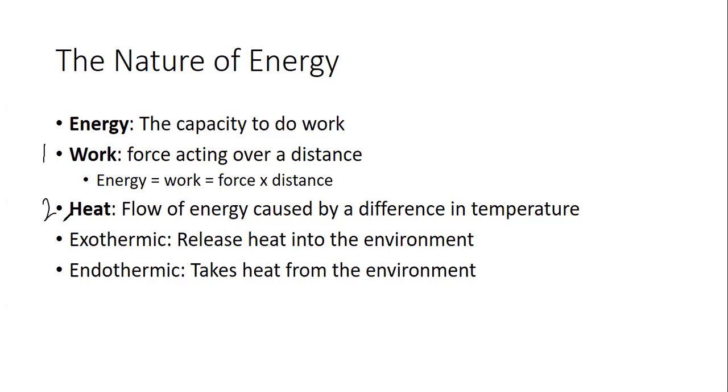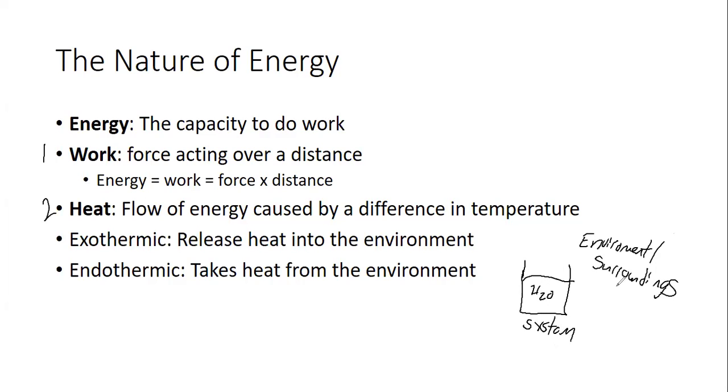And when we're describing this, we have to be aware of some terms. Whatever we're studying, let's say we have a glass of water, we call that the system. Whatever we're interested in, we call that the system. Everything that's not the system, we call the environment, or we'll also call that the surroundings. Usually called the surroundings. In this definition, I have the environment. So if heat leaves my system and goes to the surroundings, that's called exothermic.